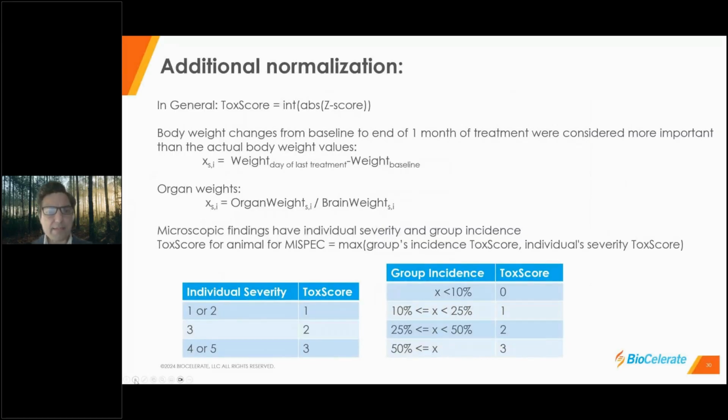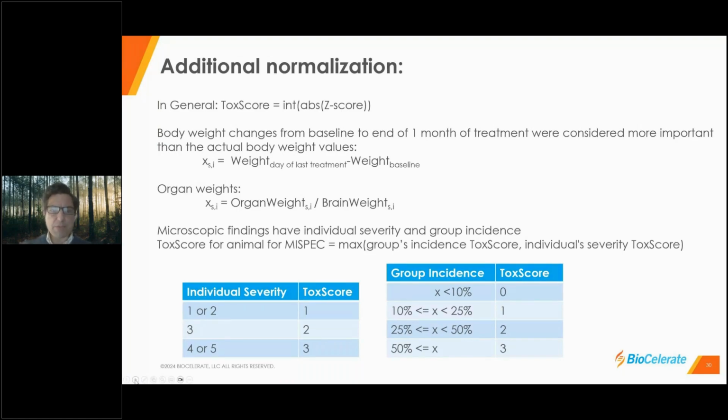So that's the beginning of our normalization process. Then here we describe the additional normalization that is needed. For most of the numeric values and all the measurements, we end up creating what we call a TOX score. And the TOX score for numerical measurements is closely based on the z-score. So the z-score that we talked about on the previous slide, we ignore the plus or minus sign by taking the absolute value of it. And then we ignore the fractional part by just looking at the integer portion. And that gives us the score.